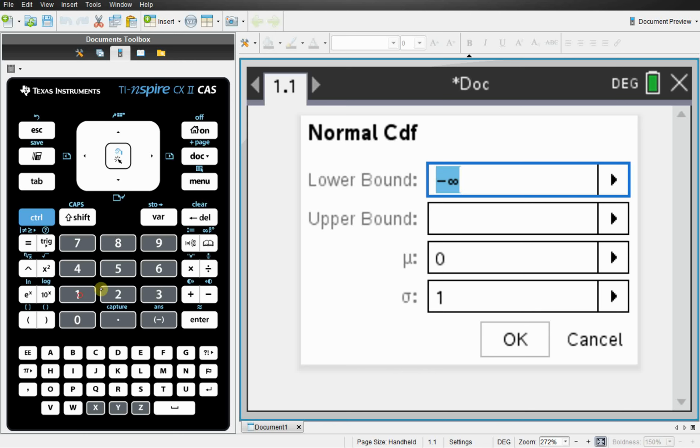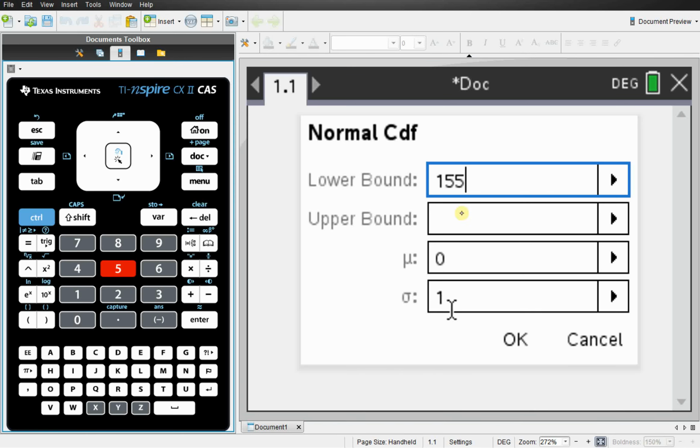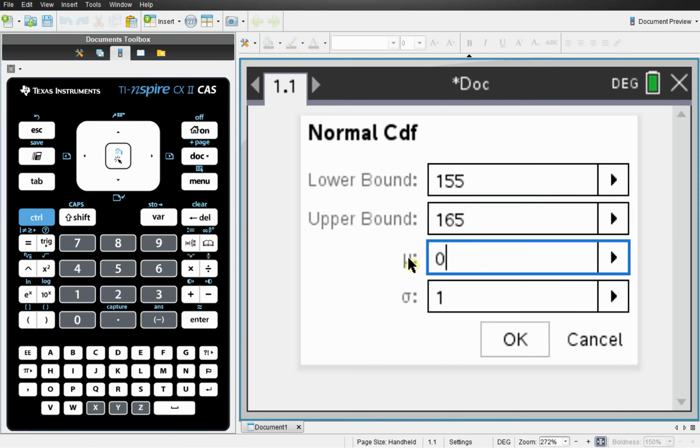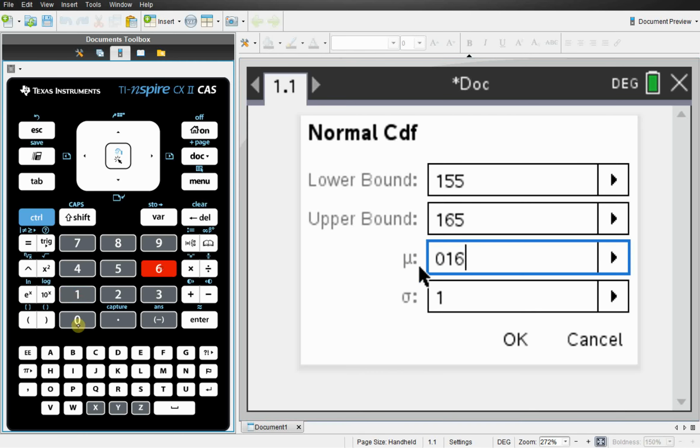We need to know the lower bound was 155. The upper bound was 165. Mu, this is another Greek letter, I'll talk about that a little bit more in a minute. But that's just another letter for average, specifically for the population average. I haven't taken the time to distinguish between those here, but when you see mu, that means average. Sigma there is standard deviation, which we know is 13.